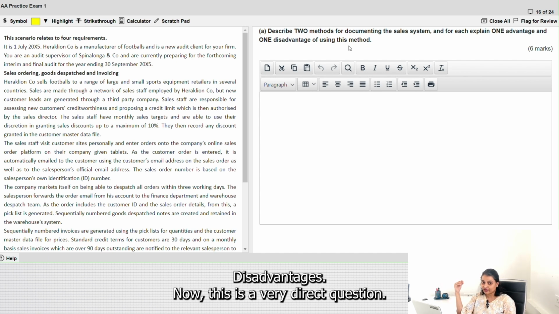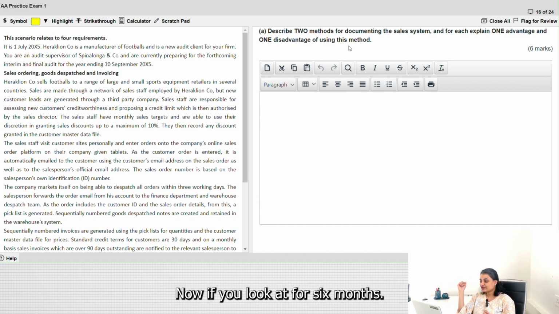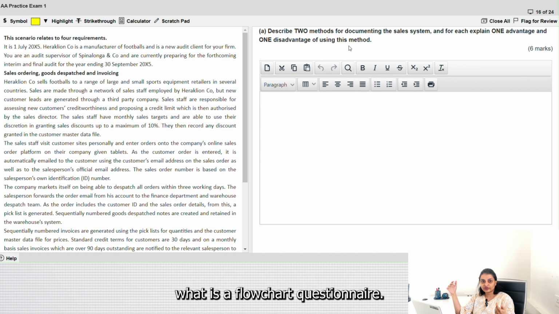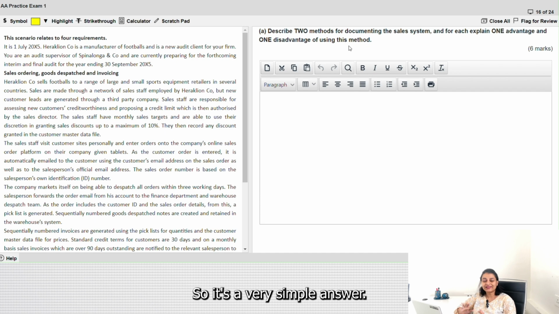Now this is a very direct question. So some part of theory also you need to study well to answer these questions. Now if you look, it's for 6 marks. So 3 marks for each of your methods. 1 to explain what is a flowchart, questionnaire or narrative notes, and 1 mark for advantage, 1 mark for disadvantage. So it's a very simple answer. Now let's move on to our next question.